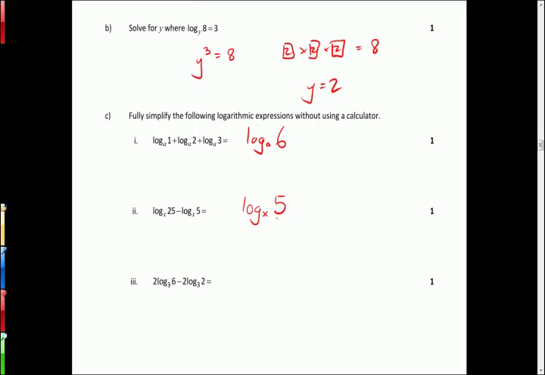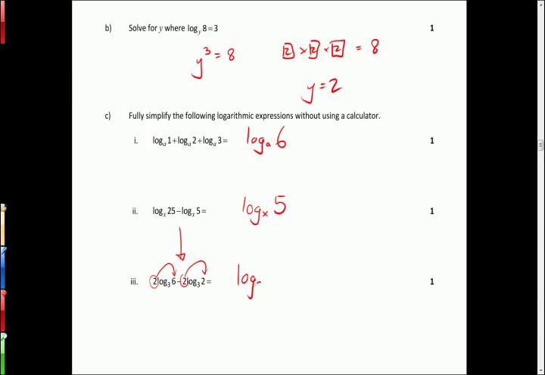The next one, I want to use the same rule as this one, but the rule doesn't include any numbers out the front. So what I can do to get them out of the way is use the third log law, which says bring that multiplier from the front up to being the power of this. Because the third log law said a power can go to the front, it must go opposite too. The front can go to the power.